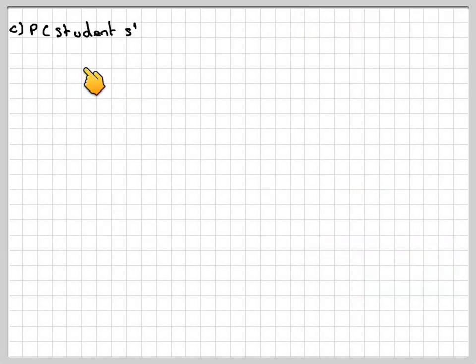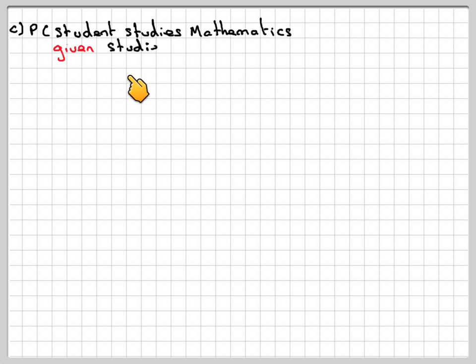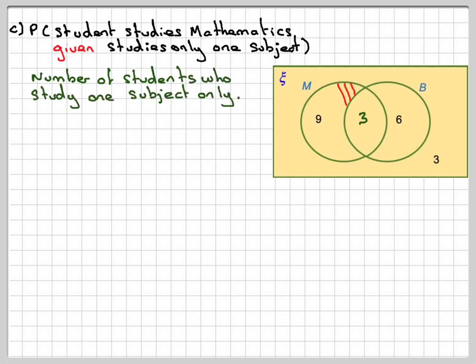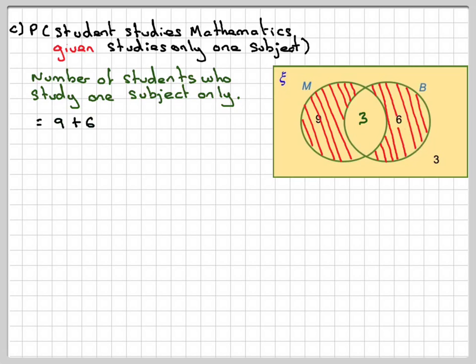Now, the probability he studies mathematics, given the student studies only one subject. So this is now what we call conditional probability. There's a condition on it. So returning to our Venn diagram, the number of students who study one subject is going to be given by those and those. So that's going to be 9 plus 6, which gives me 15 students.